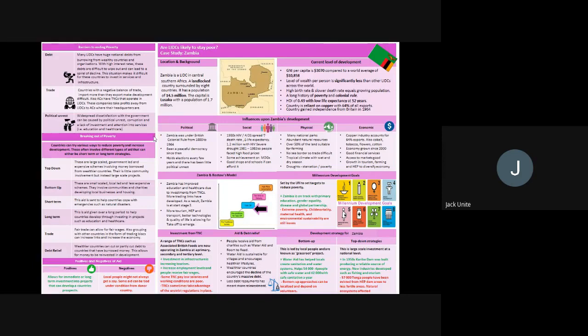So this is where we get really into the more meaty part of the particular topic. So I'm going to kick off. We're going to start looking at barriers to ending poverty.